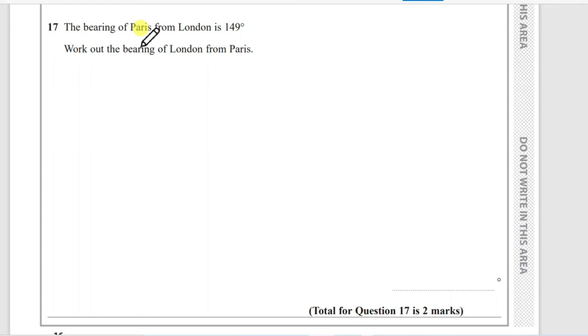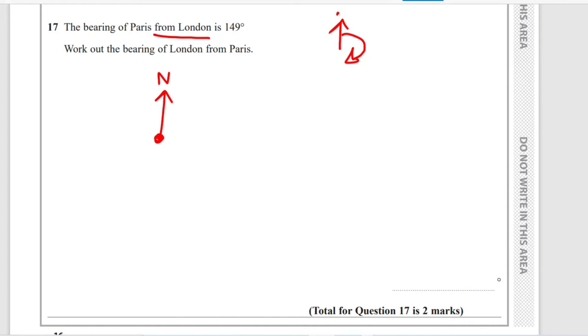So the bearing of Paris from London is 149 degrees. Work out the bearing of London from Paris. I can see how this one can just confuse people. Let's start with this, yeah? When it comes to bearing, I want you to draw a point, guys, yeah? And just draw a north arrow going up. You always start from the word from. And bearings are always clockwise from the north, yeah?